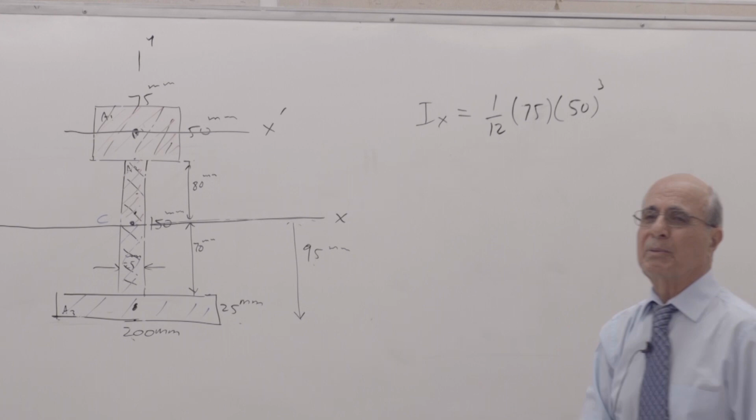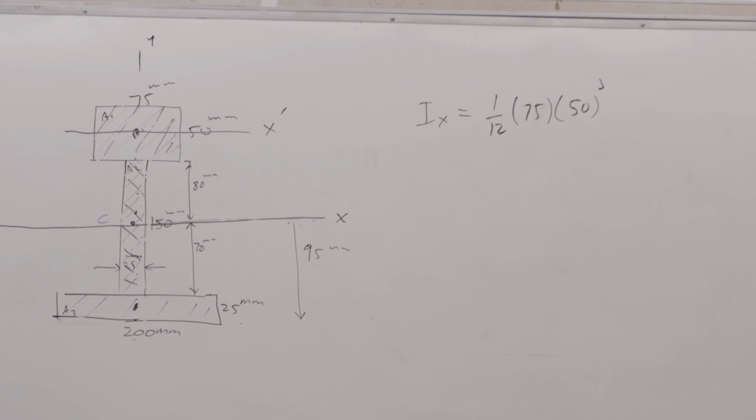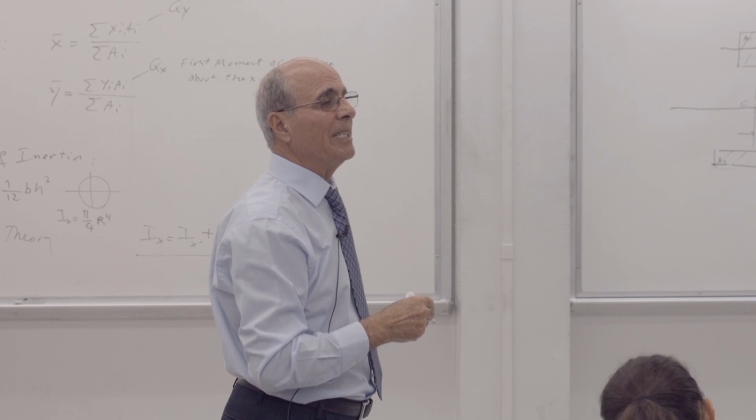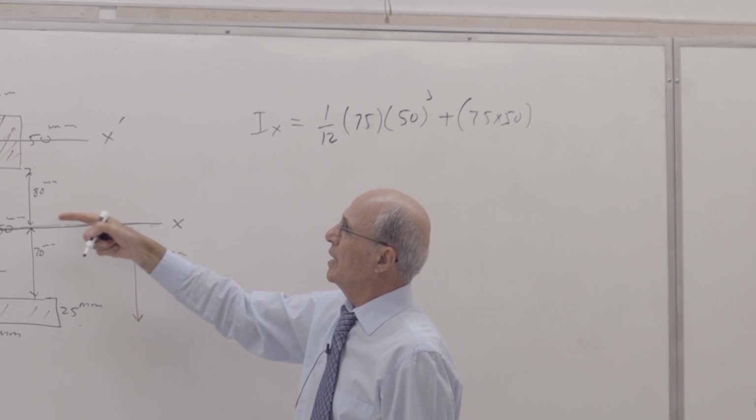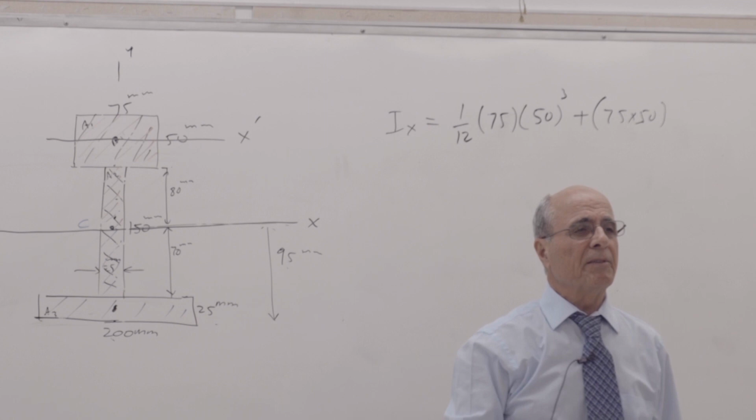That's the moment about x prime, and I'm taking moment about the x, so therefore it requires the parallel axis theorem. The distance between the two axes is d. Is that correct or not? Plus the area, which is 75 times 50 times distance squared. Distance squared, we already calculated that. That's 80 plus 25, that is 105 to the power of 2. Don't forget that.